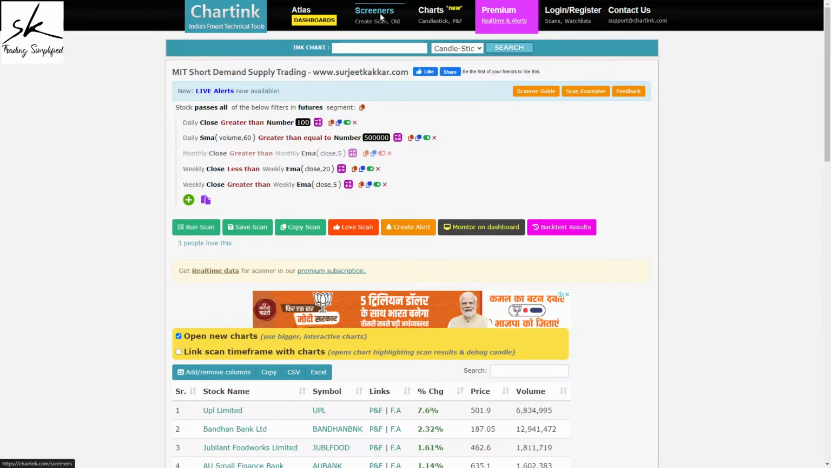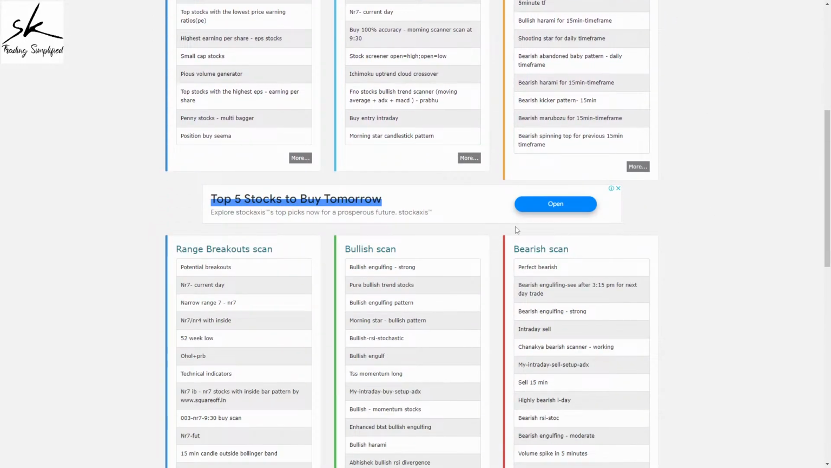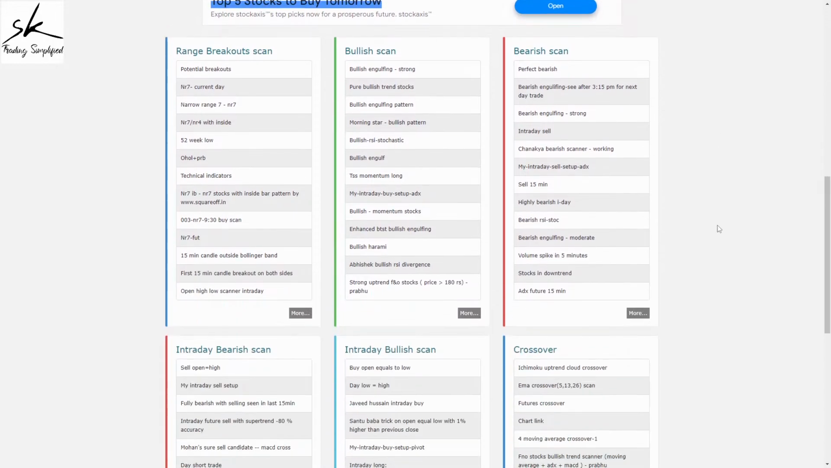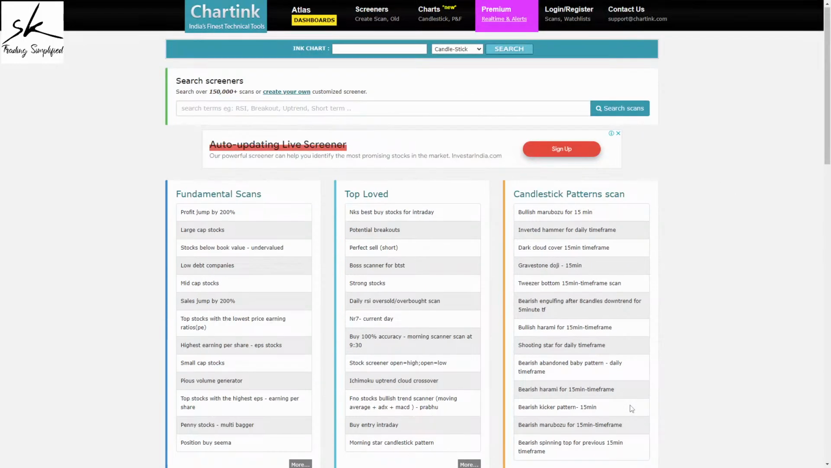In fact, if you go to the screener section, you can see you have over 150,000 scanners available on this website, some based on fundamental analysis, stop loss, candlestick patterns. If I further go down, you can see you have your range breakouts, bullish scan, bearish scan, then you have your intraday bearish, intraday bullish, crossovers. So you have a number of scanner screeners available to you. Out of this, whatever you feel is the right fit for you, you can use it to get a smaller list.